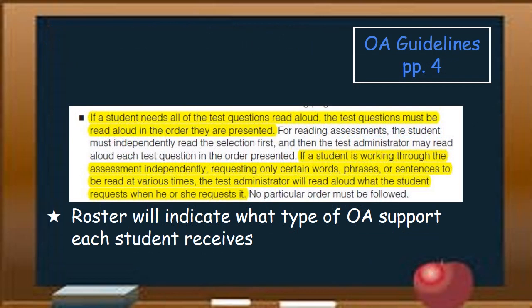In reference to the oral administration's guideline on page 4, it lets you know that if a student needs all the test questions read aloud, the test questions must be read aloud in the order they are presented, as I mentioned previously. Also, if the student is working through the assessment independently, requesting only certain words, phrases, or sentences to be read at various times, the test administrator will read aloud what the student requests when he or she requests it.